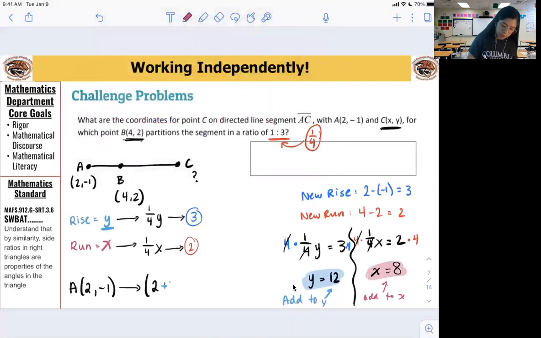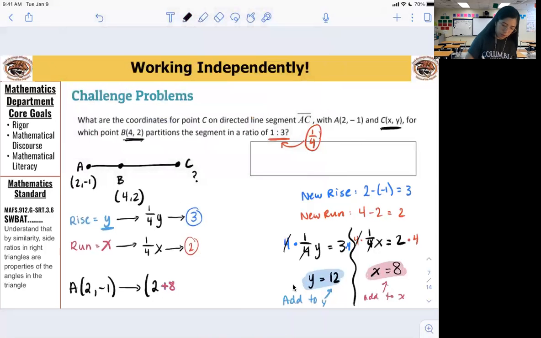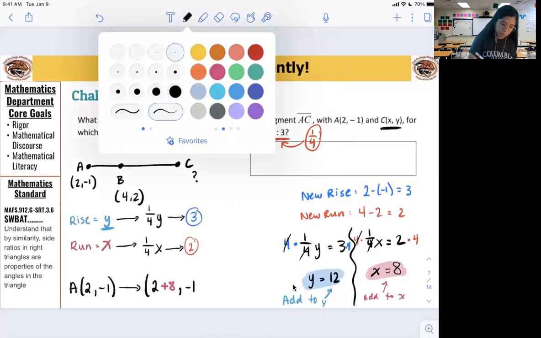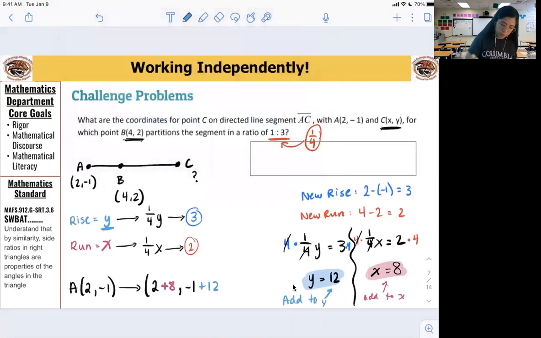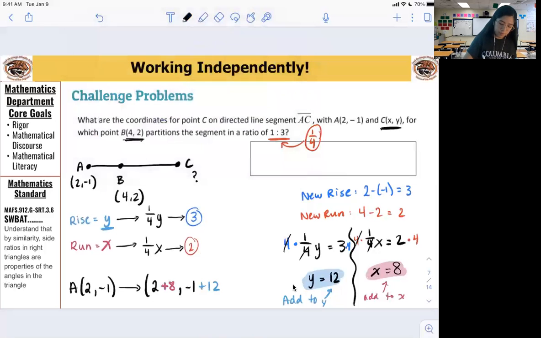Okay, so it's 2 plus 8. And then it's comma -1 plus 12. So where is c? (10, 11). Good.